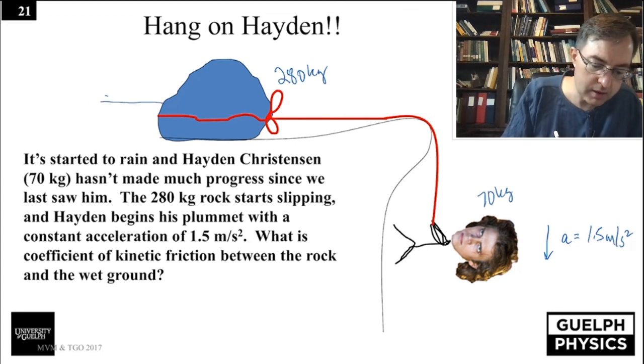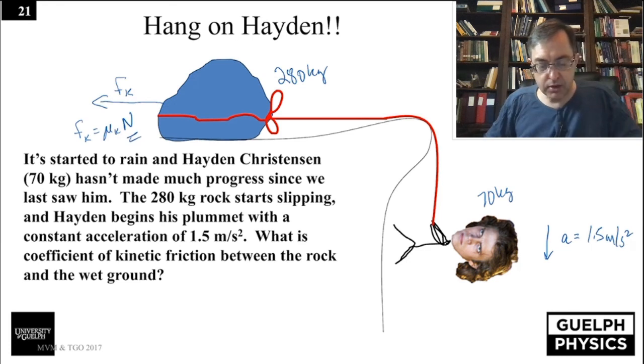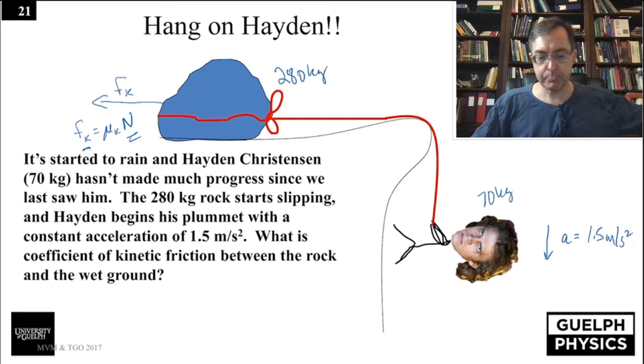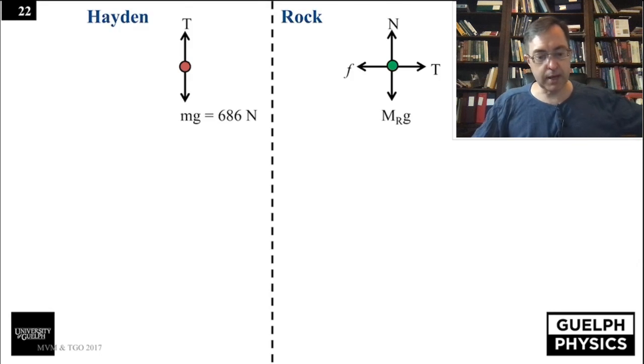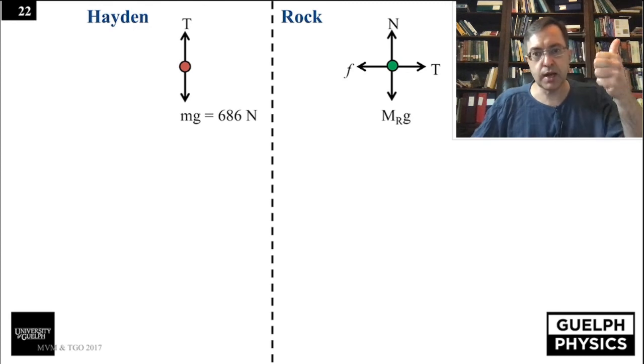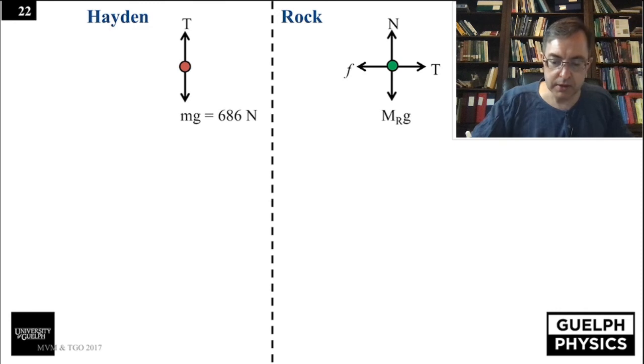Okay, so we'll want to know the kinetic friction force, and the kinetic friction force is the coefficient of kinetic friction times the normal force. So what I need to know is the normal force and the kinetic friction force in order to solve this problem. Okay, so setting this problem up again, well, it's the same free body diagram essentially. For Hayden, there's a tension acting upwards on him and gravity acting downwards. For the rock, the rope exerts tension. There's now a force of friction, but it's now kinetic friction.